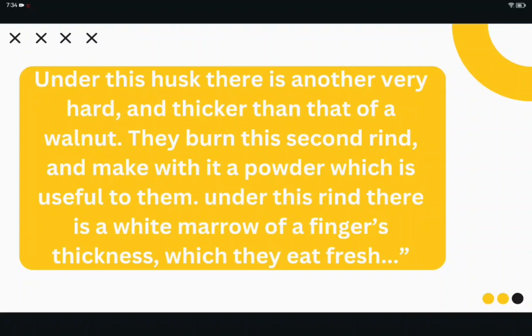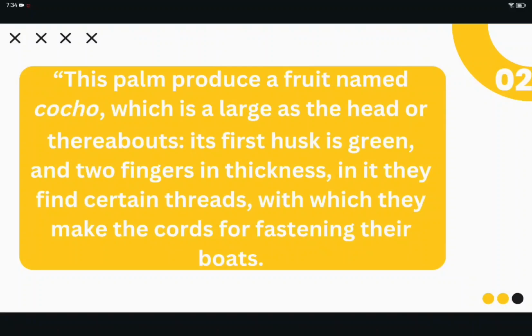They burn this second rind and make it into a powder which is useful to them. Under this rind, there is a white marrow of a finger's thickness, which they ate fresh. So basically, if you read this one, you will be curious what this particular fruit is.